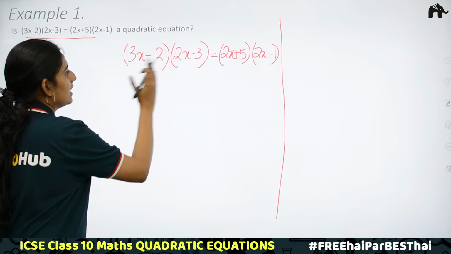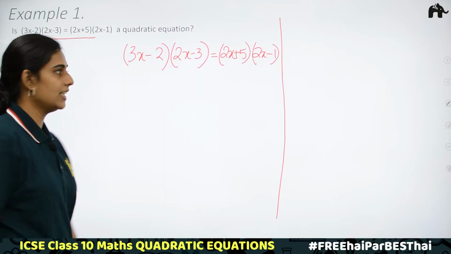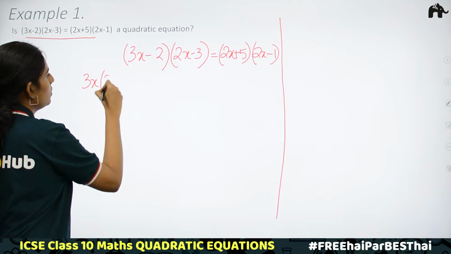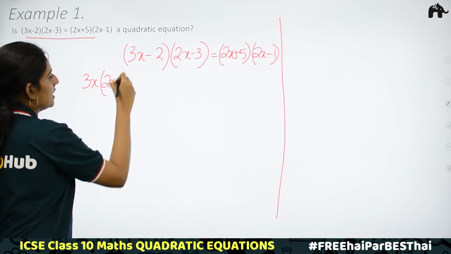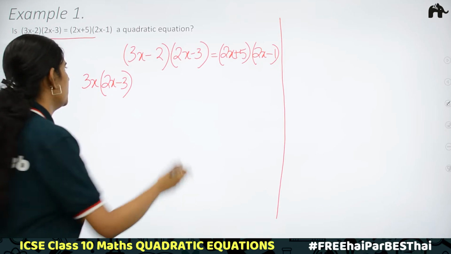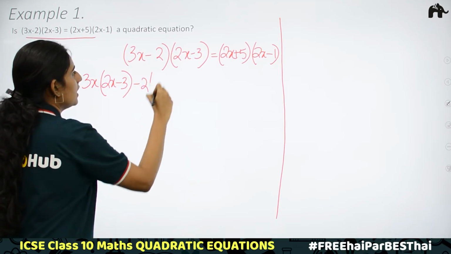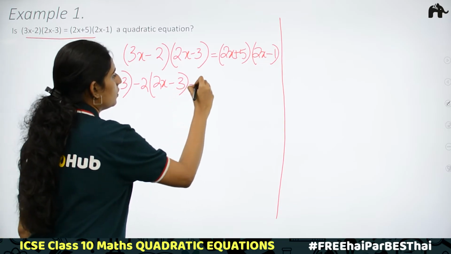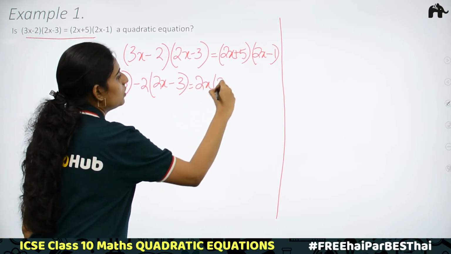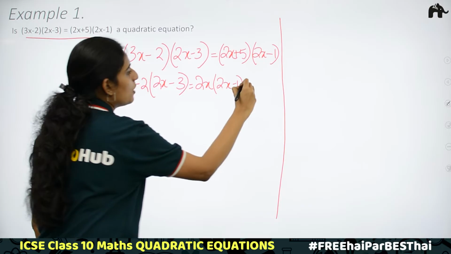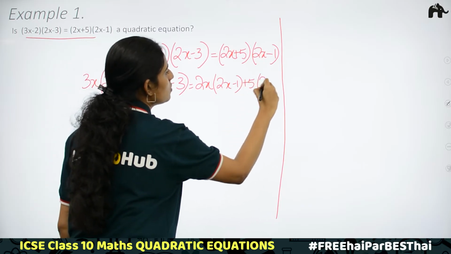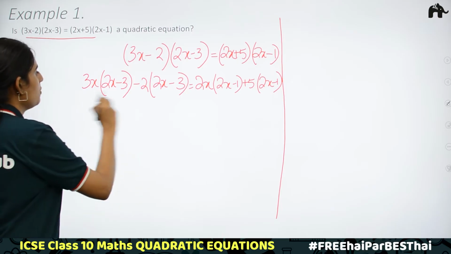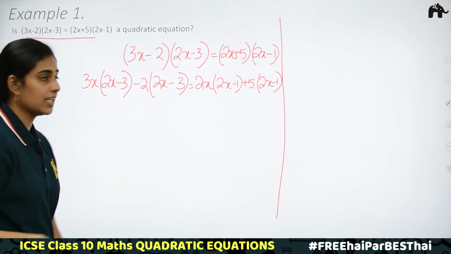Now, solve each part separately. Here we have to multiply 3x into 2x minus 3, which is a distributive property. Minus 2 into 2x minus 3 is equal to 2x into 2x minus 1 plus 5 into 2x minus 1. Now removing the brackets.